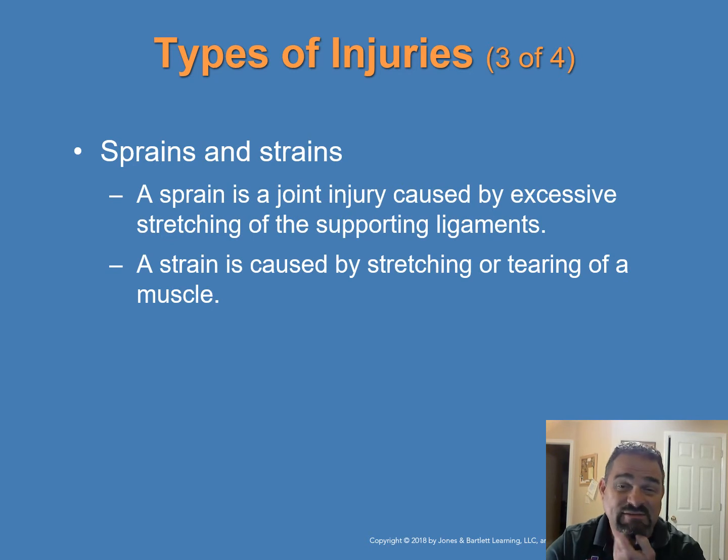All right, sprains and strains. A sprain is a joint injury caused by excessive stretching of the supporting ligaments. It can be thought of as a partial dislocation. Strains are caused by stretching or tearing of muscle.